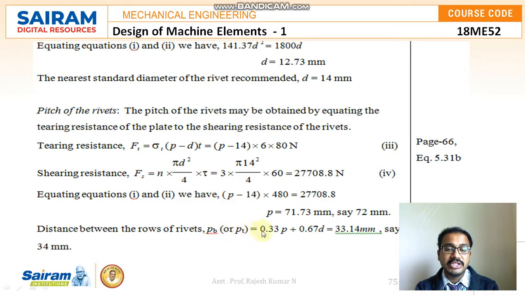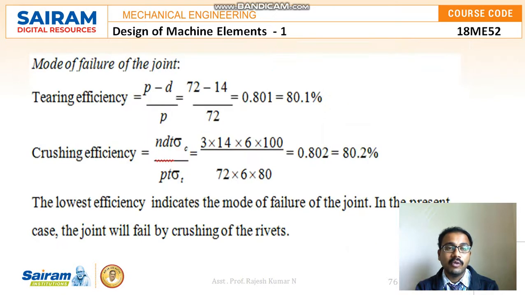After simplification, I'll be getting pitch is equal to 71.73 mm, and let me round it off and say it is 72 mm. And the distance between the rows of rivets, that is the Pb or the transverse pitch, the formula is 0.33 P plus 0.67 D, and after substituting the P value as 72 in this formula, I'll be getting the transverse pitch value as 33.14 mm, and let me round it as 34 mm.